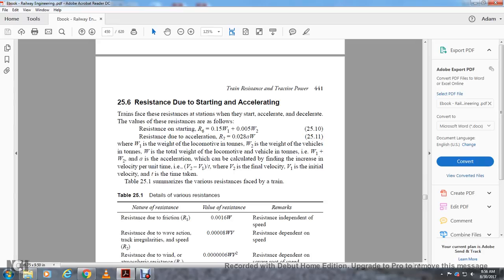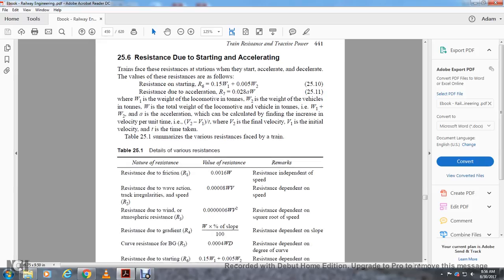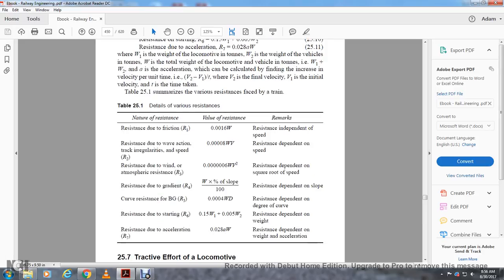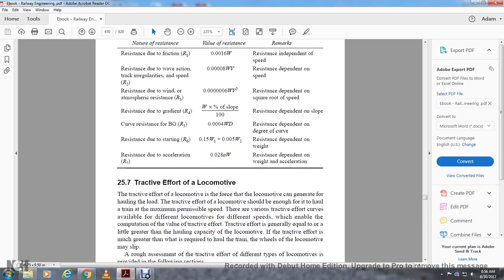W2 is the weight of the vehicles in tons, W is the total weight of the locomotive and vehicles in tons, W1 plus W2, and A is acceleration, which can be calculated by finding the increase in velocity per unit time, V2 minus V1 divided by T, where V2 is the final velocity, V1 is the initial velocity, and T is the time taken. 25.1 summarizes the various forces of resistance faced by the train.